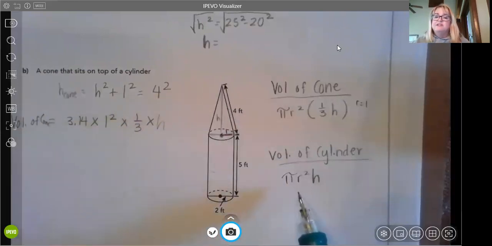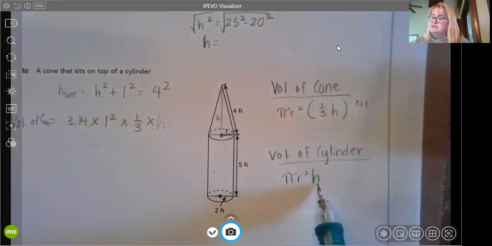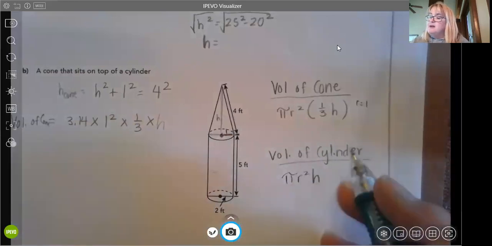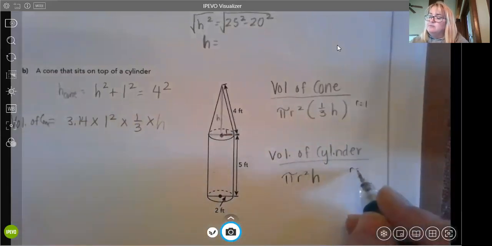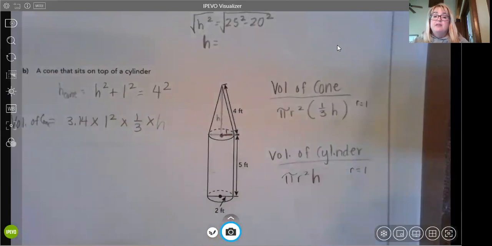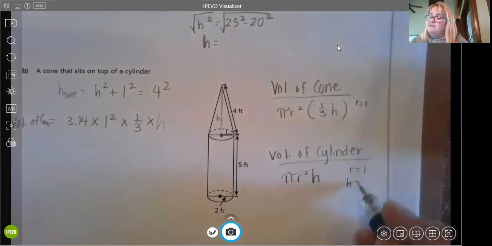Let's look at the volume of the cylinder. It's pi times the radius squared times the height. Do we know the radius of the cylinder? Well, it matches the cone, so the radius is 1. Do we know the height of the cylinder? Well, yeah, we know the height is 5.